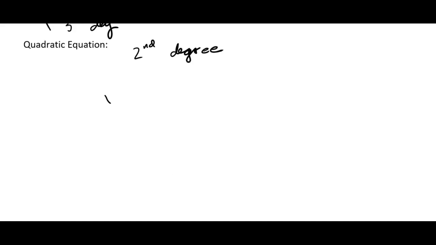So we'd have something like x squared minus 7x minus 8 equals 0. That would be an example of a quadratic equation. So the degree of the equation is 2. Okay?